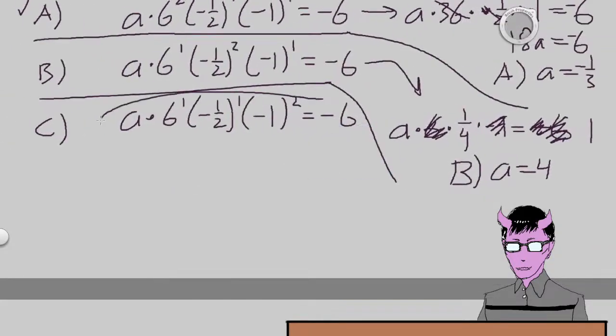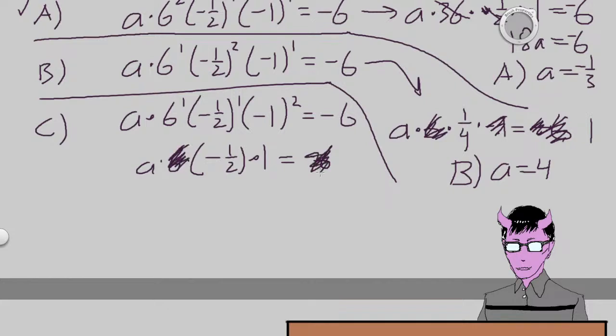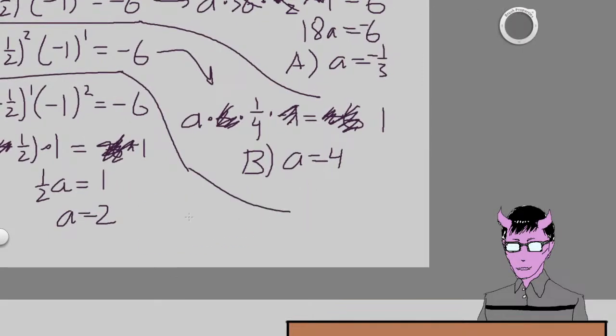So that works out. And then scenario C, let's see if this one works out as well. So we have the negative here canceled to make positive 1. We have a negative 1/2, and we have a 6a. Canceling this 6 with that 6 gets us negative 1, canceling the negative sign with that negative sign. And then we have half a is equal to 1. So therefore a is equal to 2. So that is scenario C.